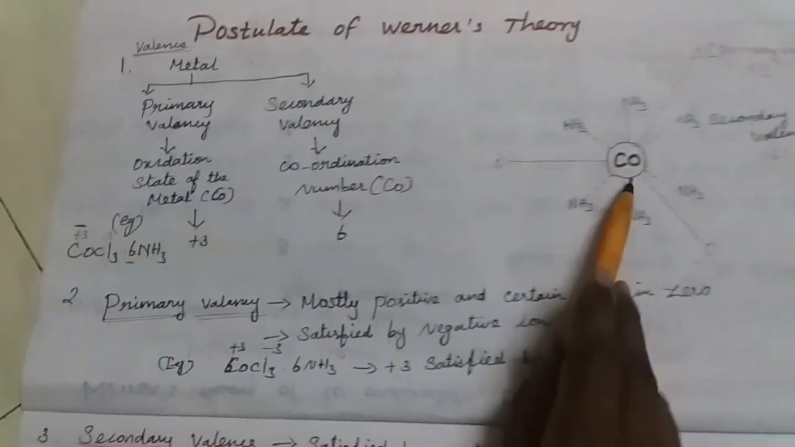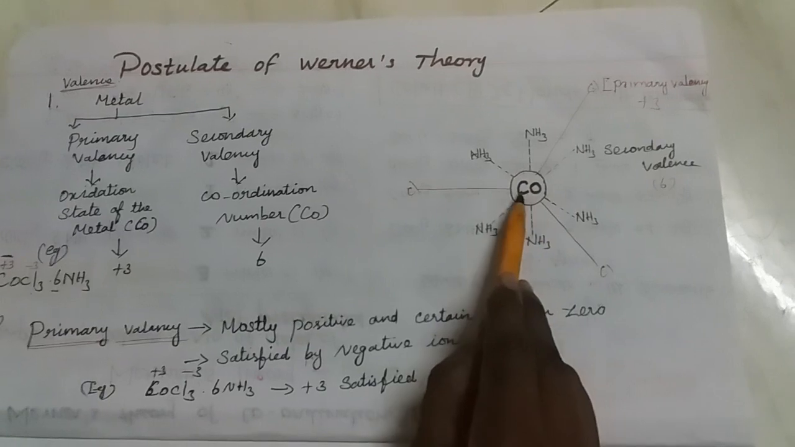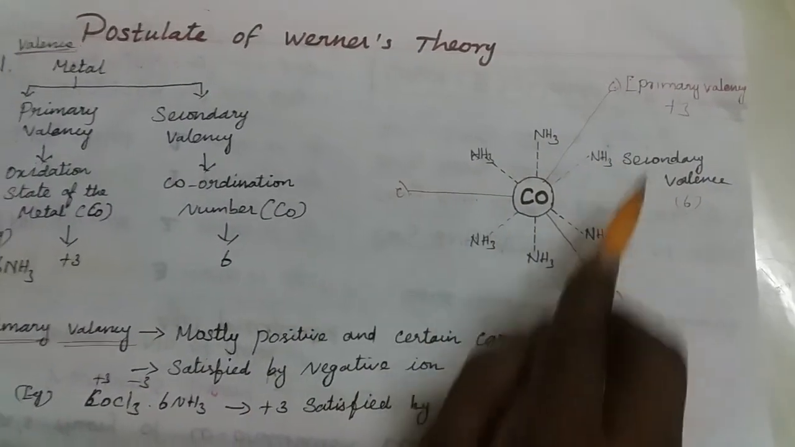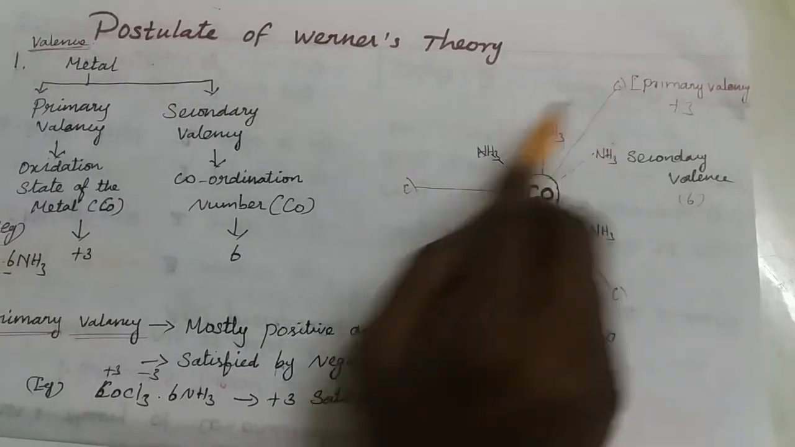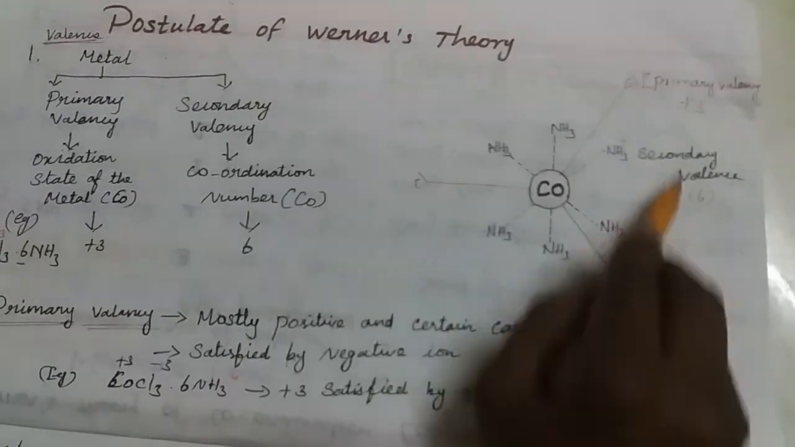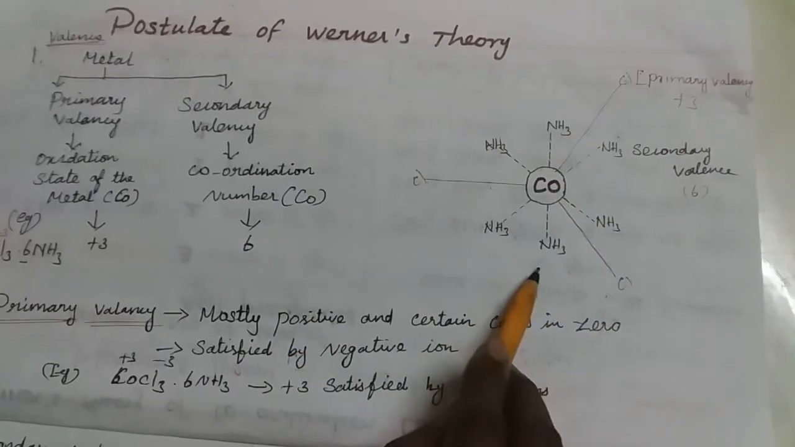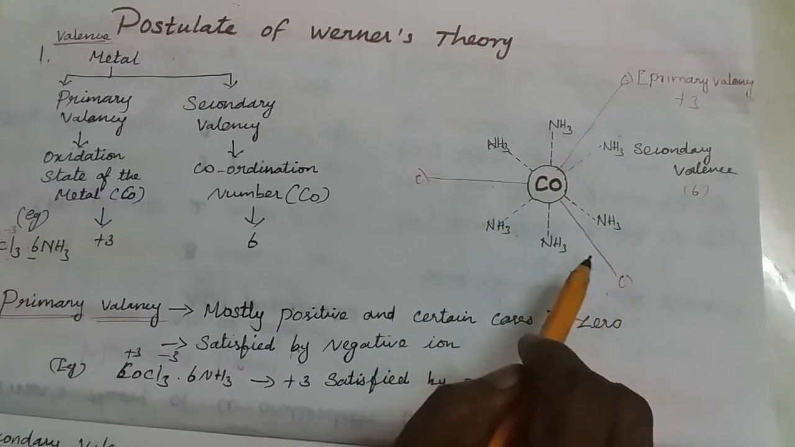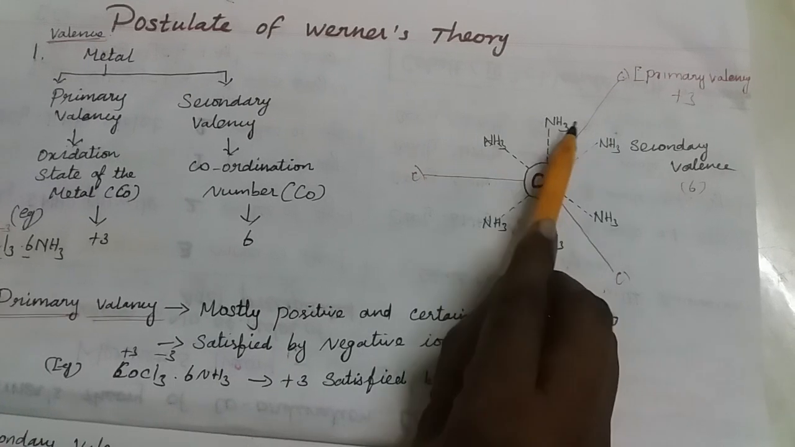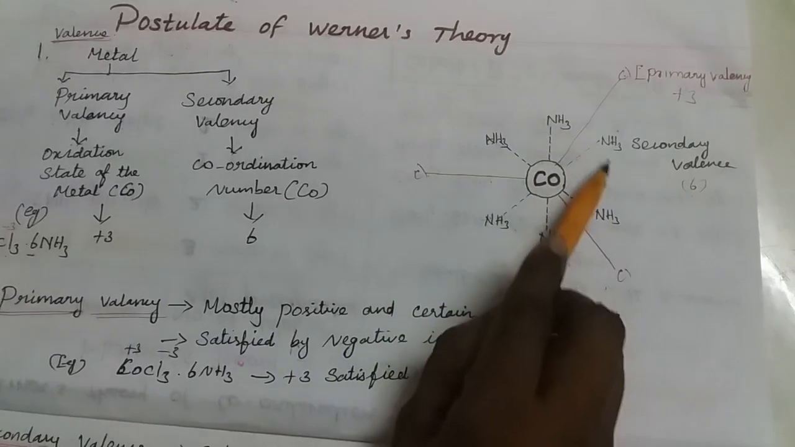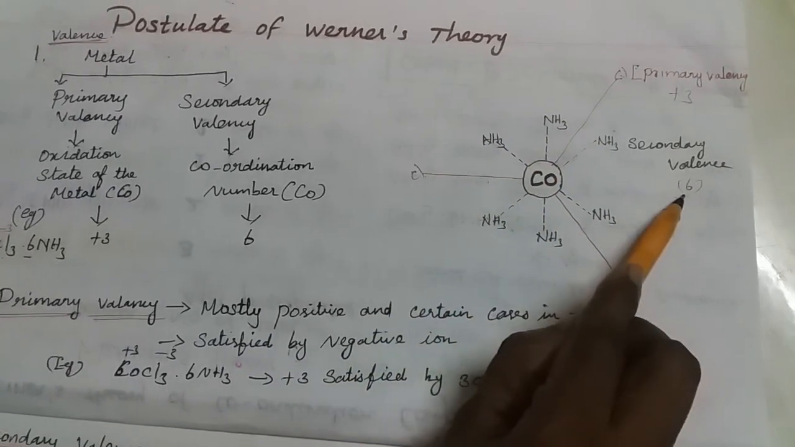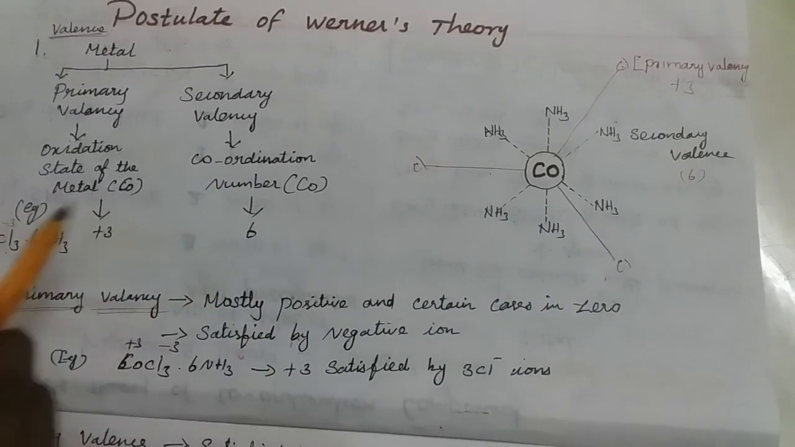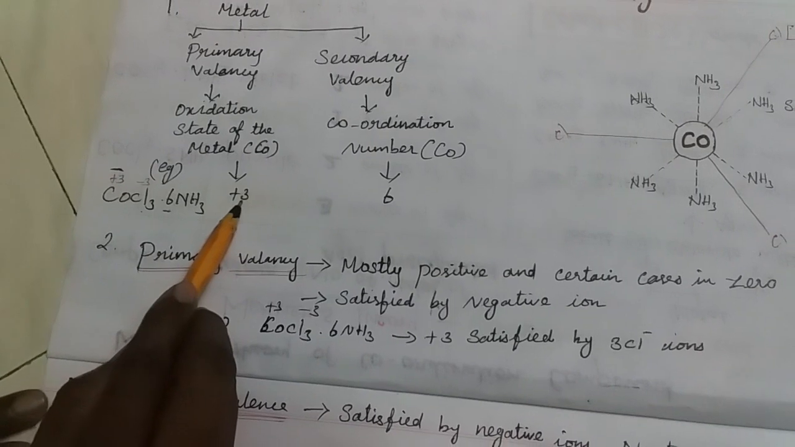Coming to the structure, cobalt is the central metal atom. This is the primary valency, 3Cl. The NH3 is the secondary valency. How many NH3 are here? 1, 2, 3, 4, 5, 6. So, the coordination number is 6. How can we identify the +3 oxidation state?